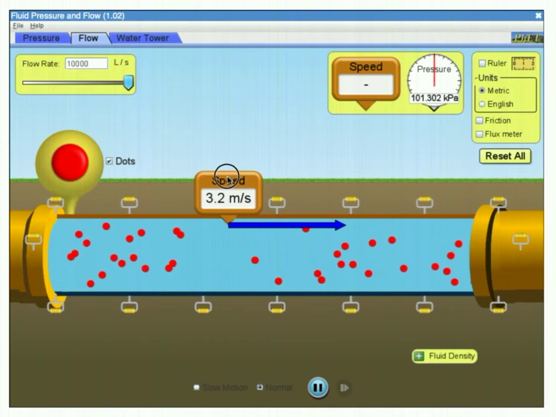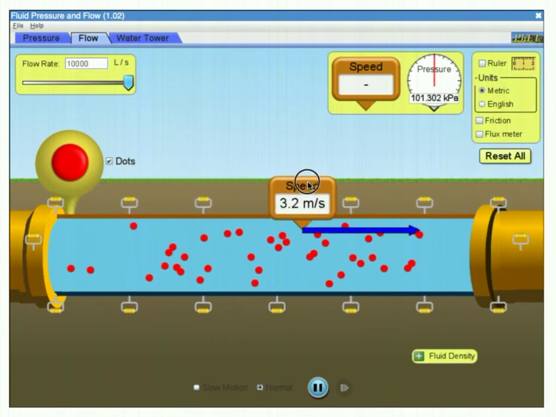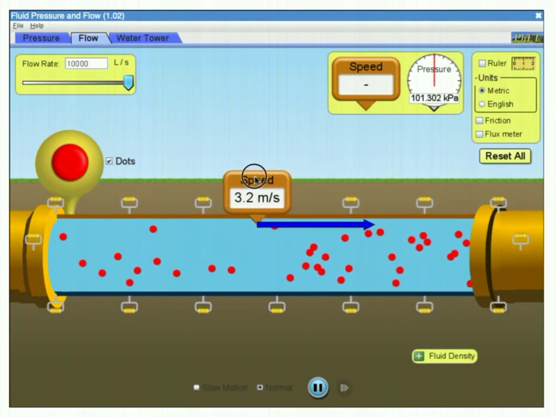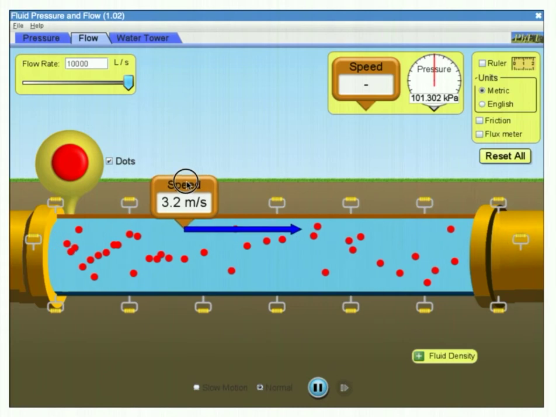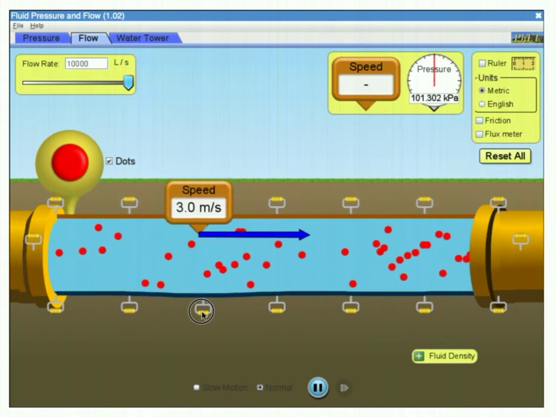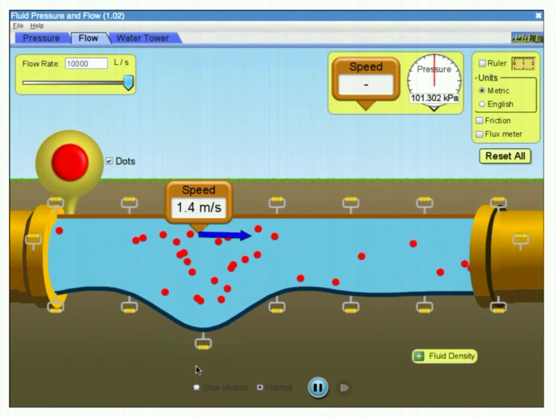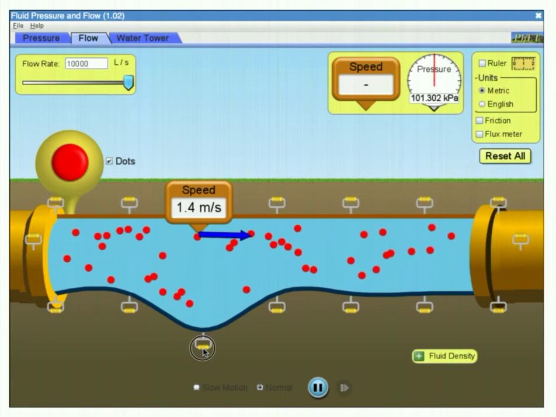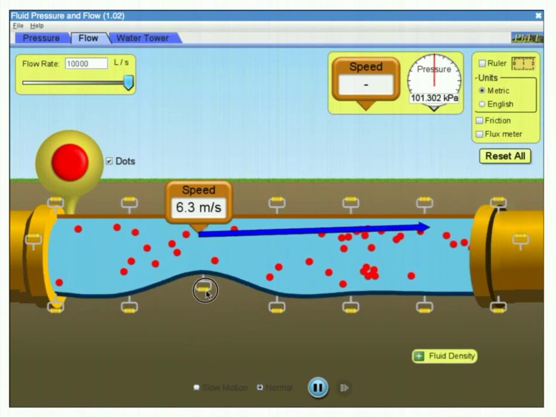In this case, the velocity should be the same throughout this entire pipe because the size of the pipe is the same. But now let's go ahead and change the area of the pipe and see what happens. If I make the cross-sectional area of the pipe larger, you notice that the flow rate drops. And if I make this same area smaller, the flow rate increases.